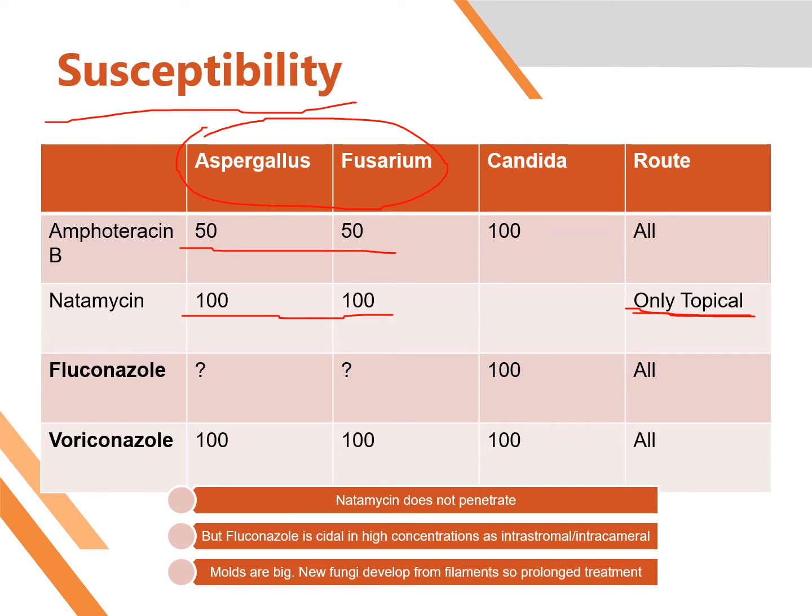So we are usually left with voriconazole and fluconazole. Voriconazole is perhaps the best one. It has 100% susceptibility against Aspergillus, 100% against Fusarium, and 100% against Candida. It's not available in eye drop form, so we have to make the eye drops from the commercially available injections, and the same is true for fluconazole. Fluconazole in low concentration is not effective against fungi, but in high concentrations it is effective against Aspergillus and Fusarium.